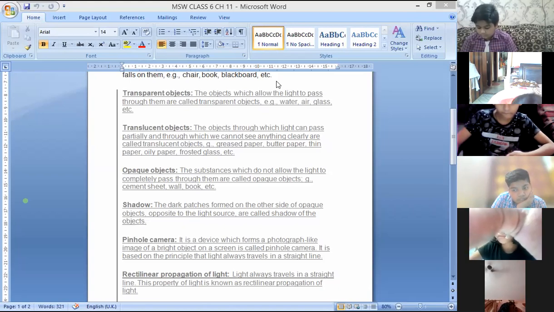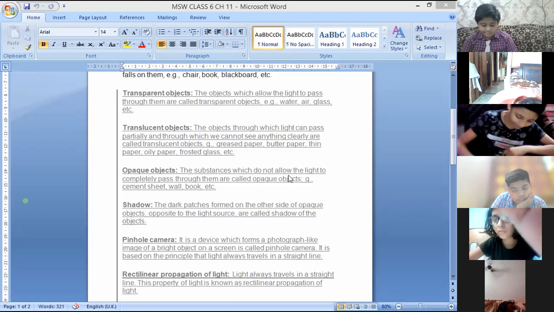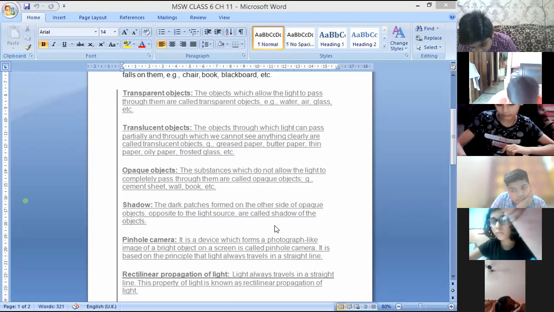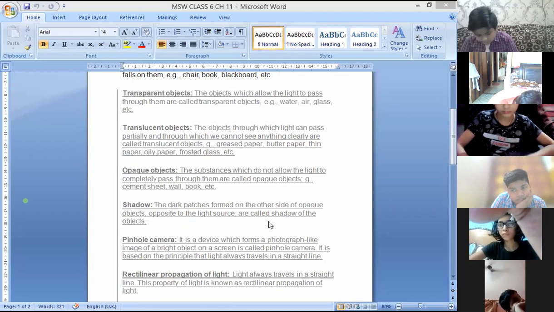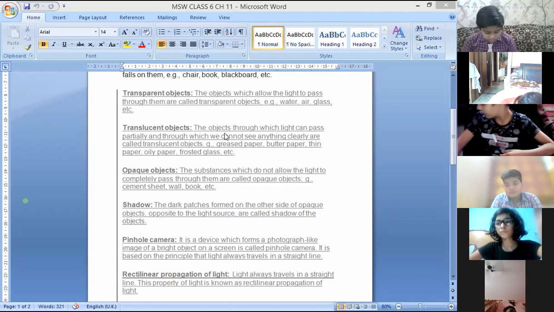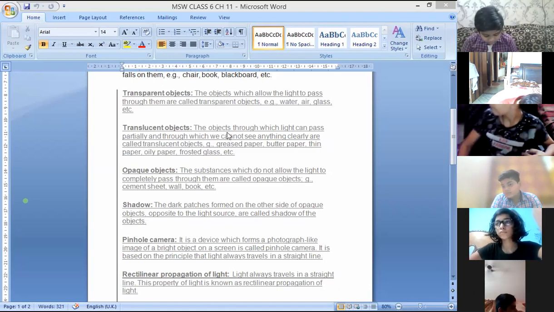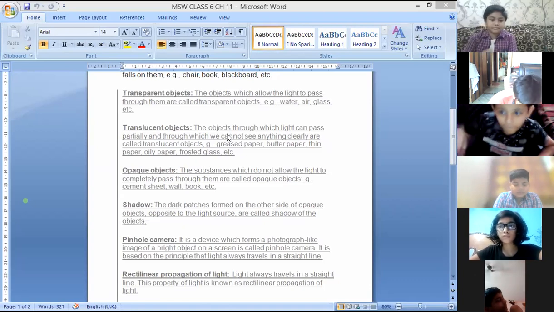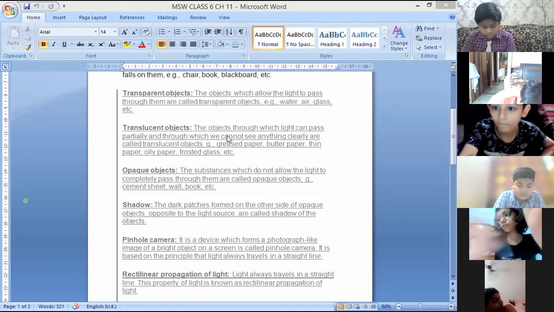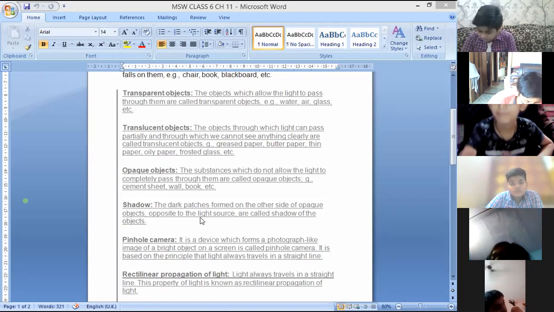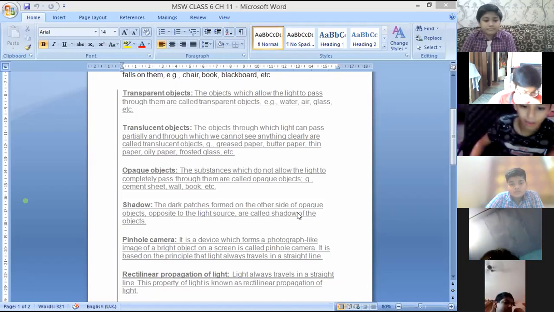Everybody must have seen your own shadow. The shadow is formed by an opaque object. Have you seen your shadow, children? During the daytime, during the night time, you must have seen your shadow. And how is a shadow formed? When you stand in the opposite direction from the source of light. अगर आप बल्ब या ट्यूबलाइट के ऑपोजिट डायरेक्शन में स्टैंड करते हैं, then your shadow is formed.